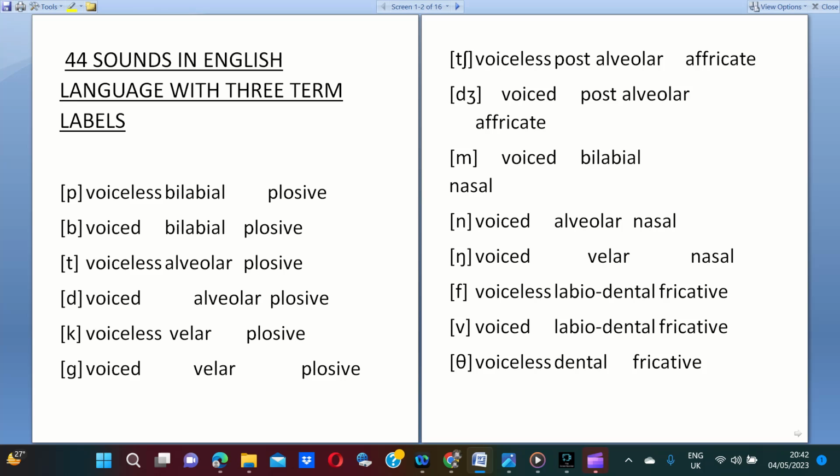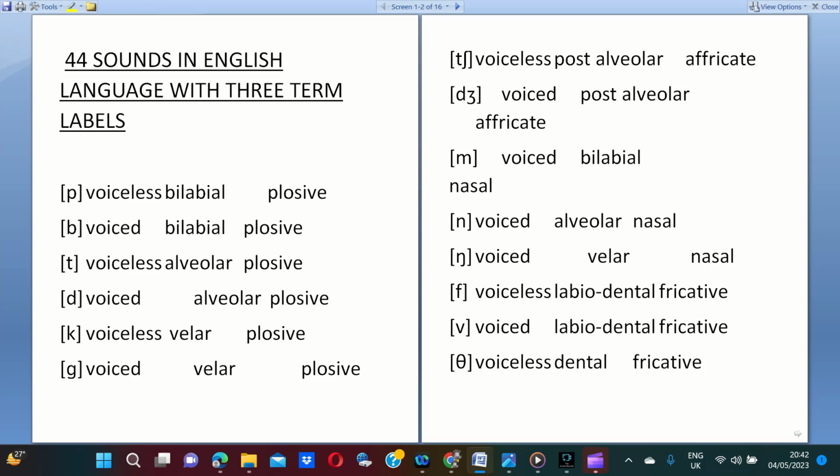Next, plosives. While producing this sound also, air comes out suddenly from the oral cavity. Next, voiced sound. Here, d. This is also an alveolar sound, voiced one, plosive. I hope you can understand the terminology I explained a few minutes ago. K sound here. It is a voiceless sound.